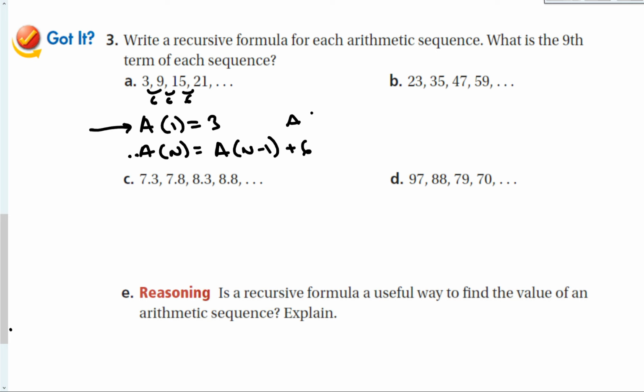Okay, and so then a of 9 would be 51. We do that by taking 21 plus 6, and plus 6 again, and then plus 6 again, and then plus 6 again. I'm not going to go through all 4 of those. I will give you the answer for you to check out. For part B, my common difference is 12. So a of 1 is 23, and a of n would be a of n minus 1 plus 12.